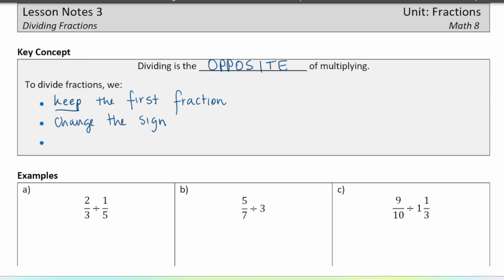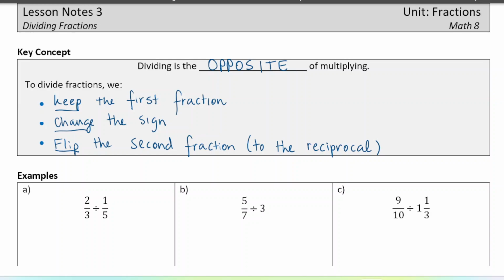And then we're going to flip the second fraction to its reciprocal. And then that way we're multiplying by the opposite fraction. So it's like we're dividing. Oops, to the reciprocal. I'll show you what I mean by that.